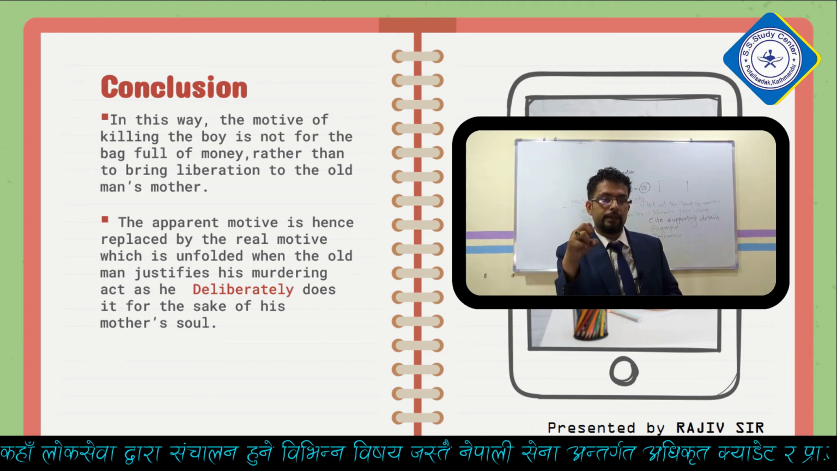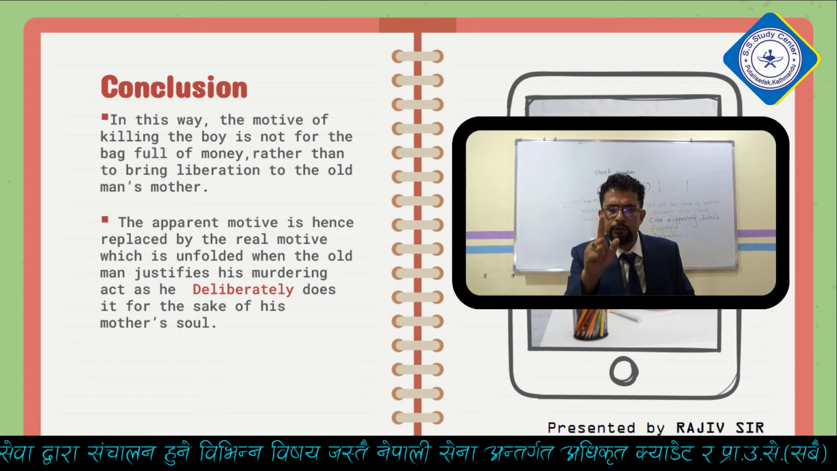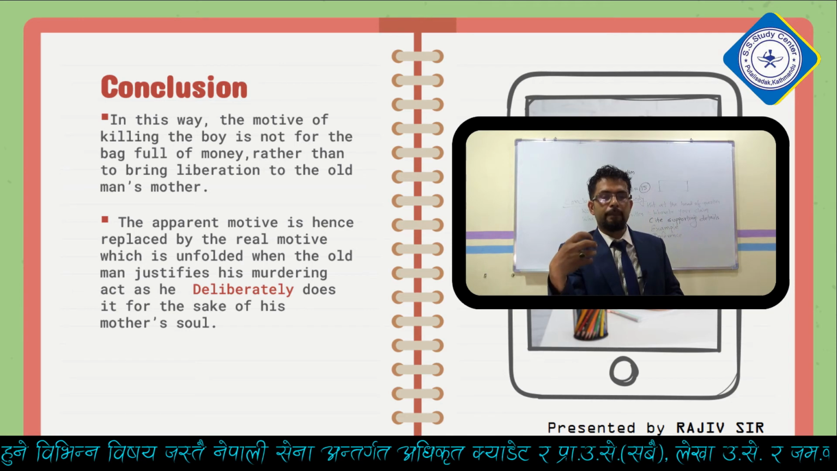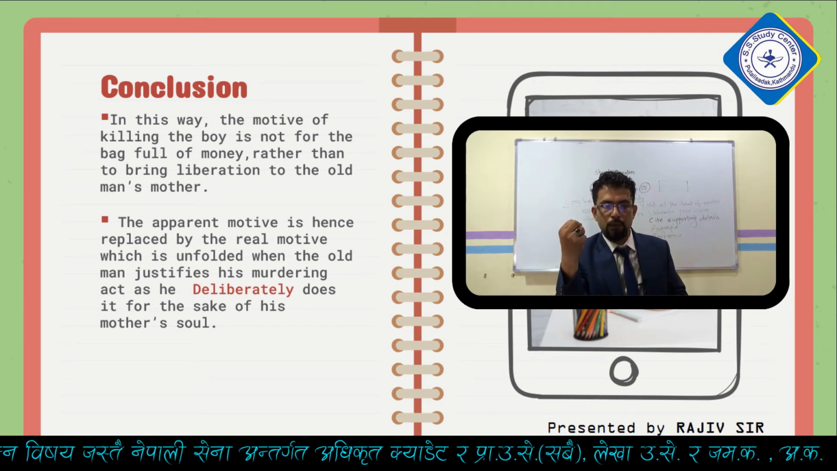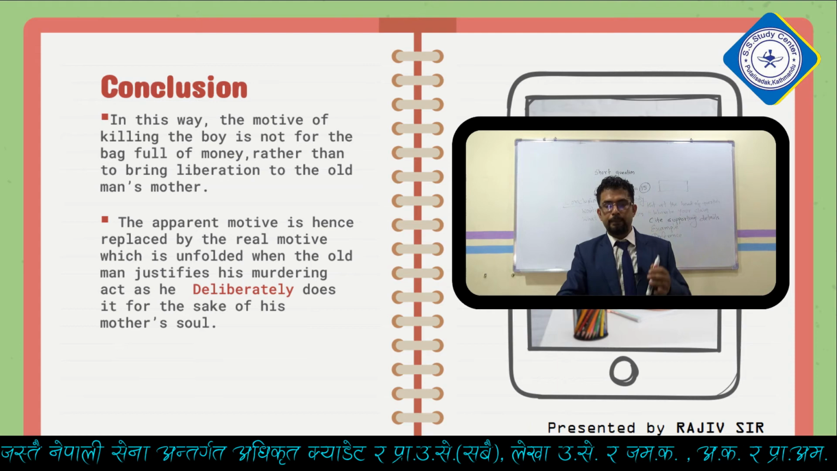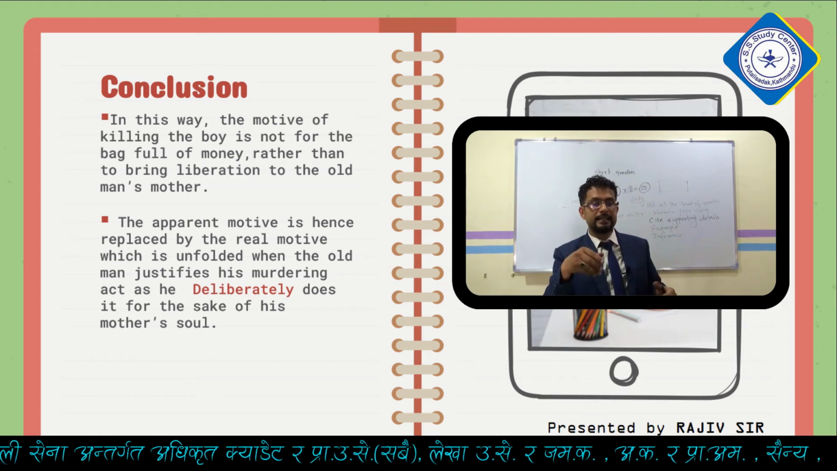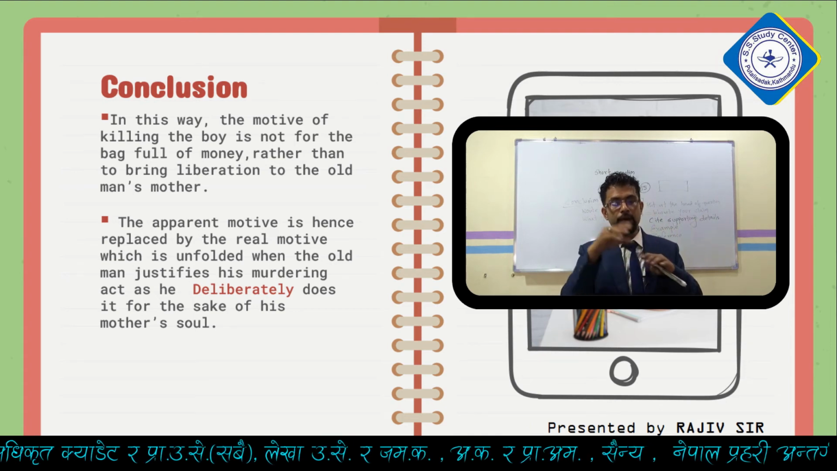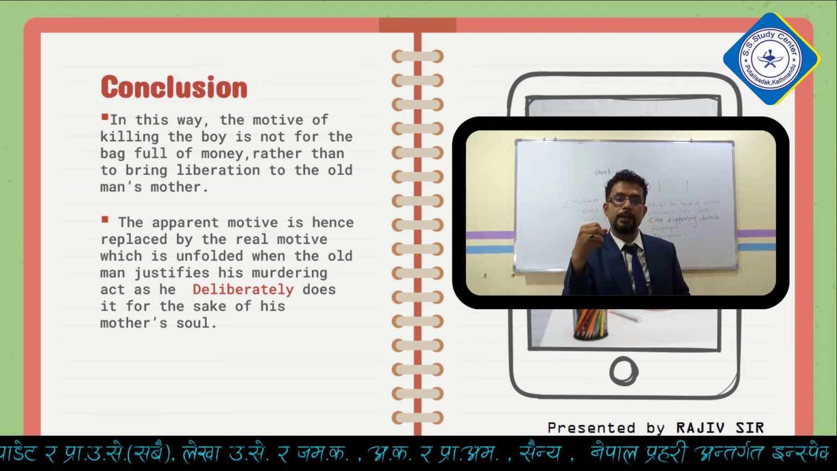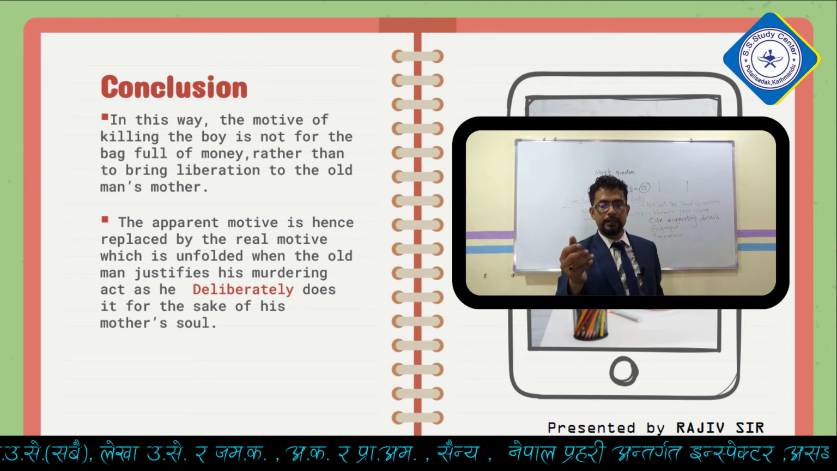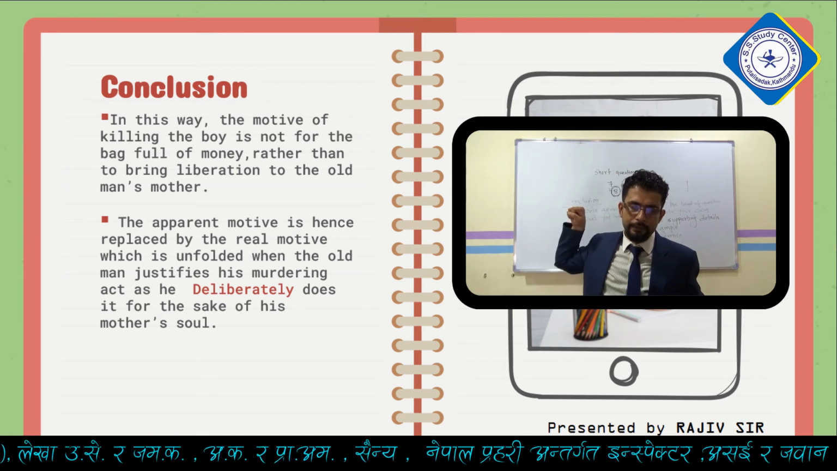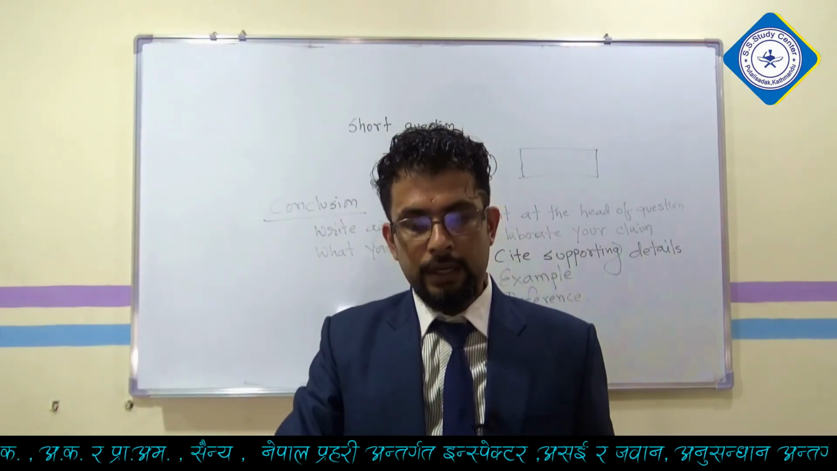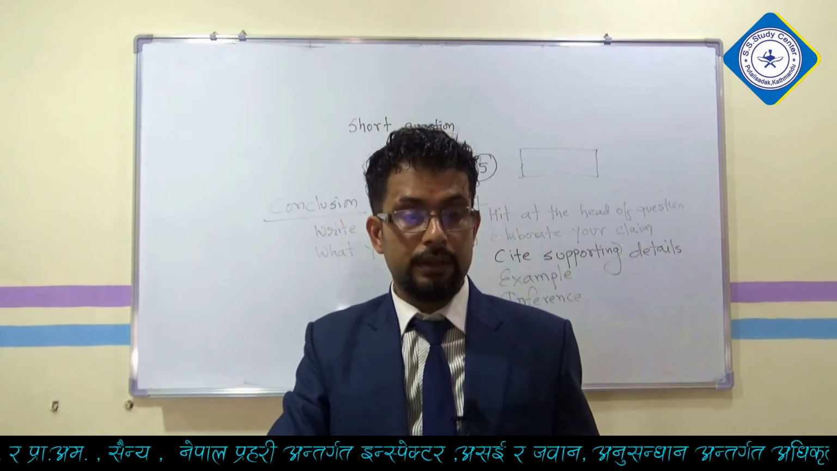In this way, the motive of killing the boy is not for the bag full of money, rather it is to bring liberation to the old man's mother. The apparent motive is hence replaced by the real motive, which is unfolded when the old man justifies his murdering act, as he deliberately does it for the sake of his mother's soul. Okay, so another question, another sample.